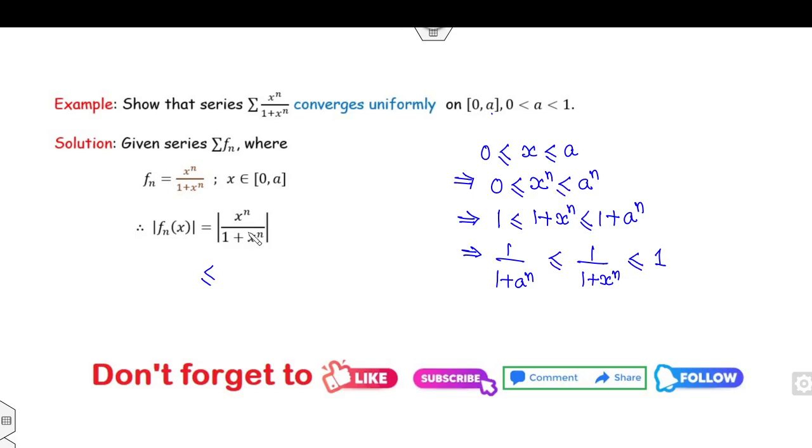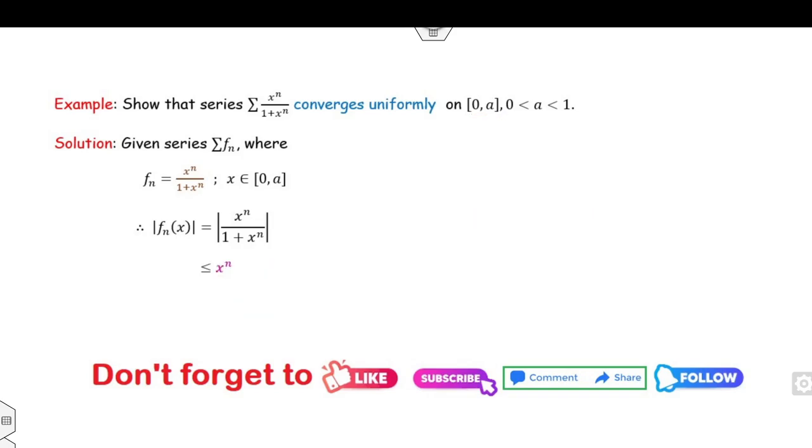Fine. Now clearly I can write 1 over this value. This number is less than or equal to, and moreover x is a positive number. So I can also say this number is x raised to power n, and x is less than a. So I can say this number is also less than a raised to power n.